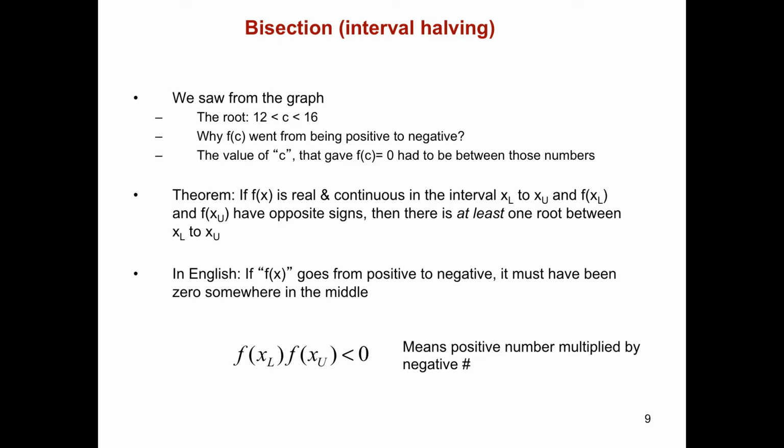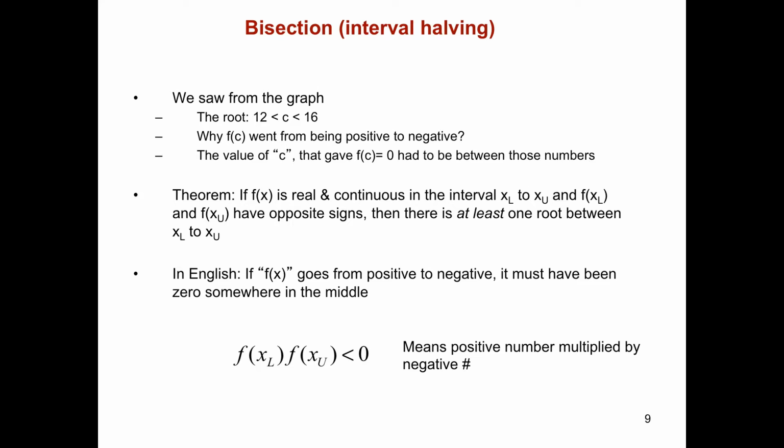And this is actually a mathematical theorem: if you have a real and continuous function, and you find two points where it's positive and negative, then you have to hit a 0 in between. So mathematically, in our algorithm, we will look for this lower and upper x, xl and xu, such that f of xl times f of xu is less than 0. That means that I have opposite signs. So either this one is positive and this one is negative, or the other way around.